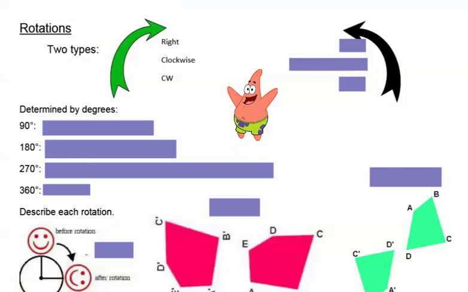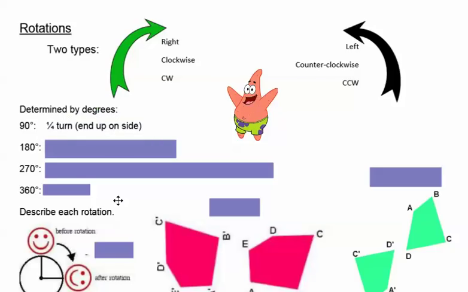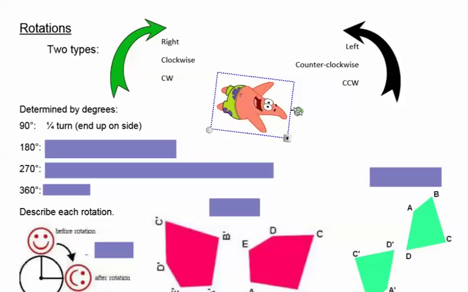Alright, so we can either rotate to the right, which is clockwise, or we can rotate to the left, which is going to be counterclockwise, or for short, CCW. And then again, we have certain degrees that we can rotate. Alright, 90 degrees is going to be a quarter turn. So if we rotate Patrick 90 degrees to the right, or clockwise, he ends up on his side.